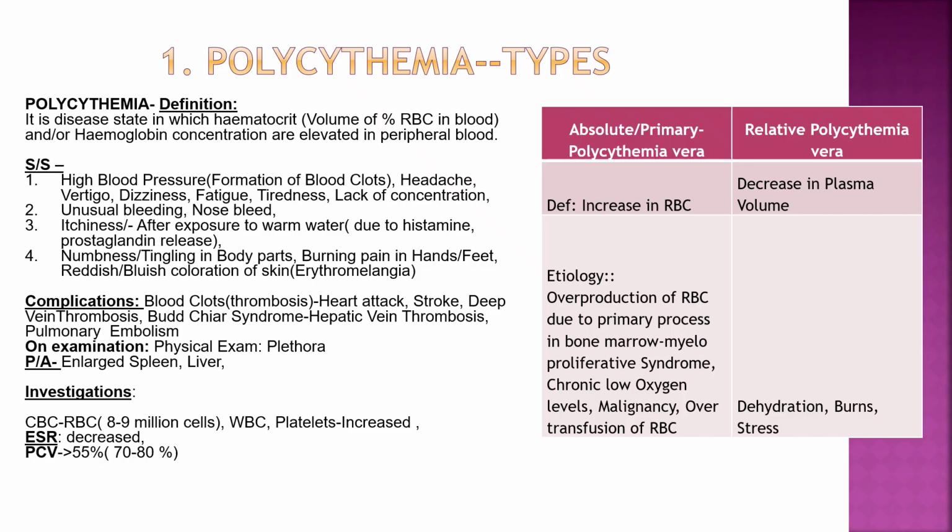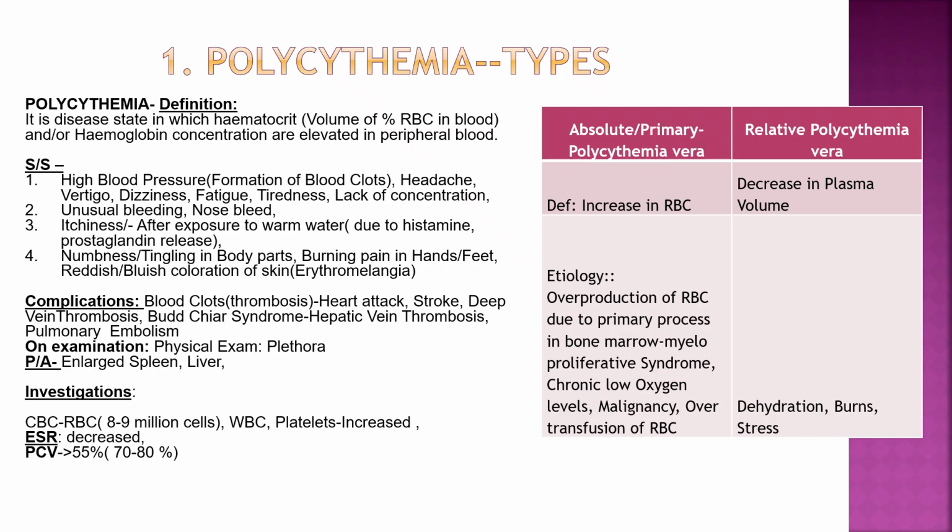Investigations: RBC 8 to 9 million cells per cubic millimeter. WBC and platelets are also increased, ESR decreased, PCV is increased more than 55%, so 70 to 80% is also there. So there are two types: absolute or primary polycythemia vera and relative polycythemia vera.